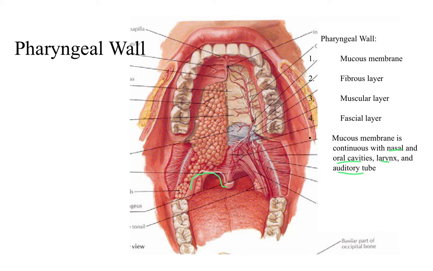Underneath it, we're going to find a fibrous layer. We're going to have fibrous connective tissue that's going to hold things together. And then, of course, we're going to have a muscular layer with some muscles that are involved in swallowing as well as vocalizing. And then we'll have a fascial layer that is another layer of connecting everything together.